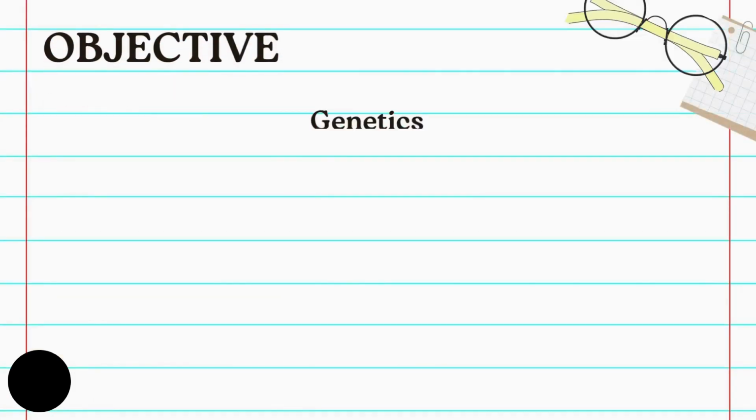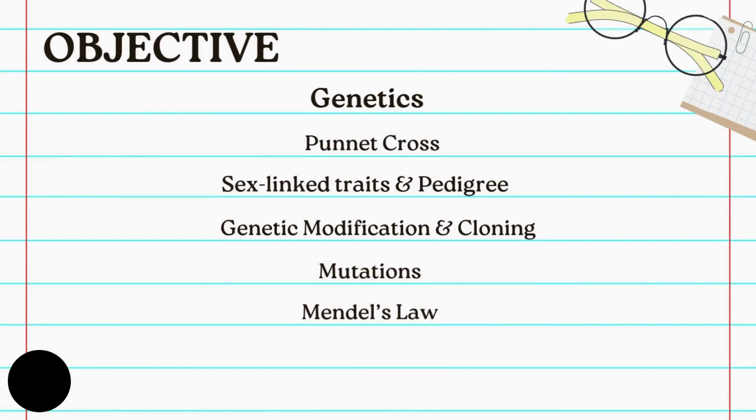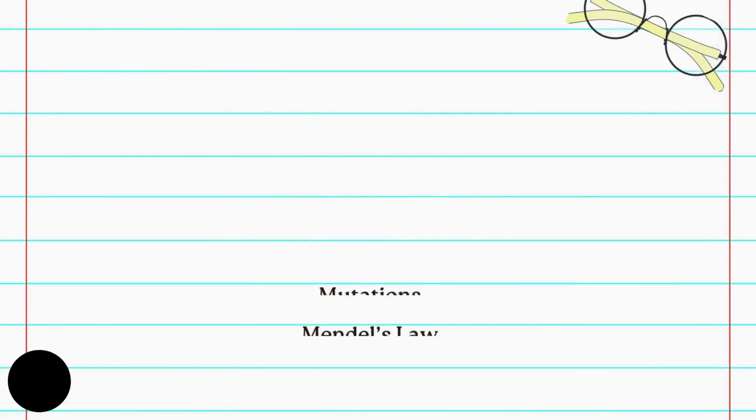So today we are going to be looking at genetics. We're going to go through the Punnett cross, how it's done, and all the other features that are involved in it, especially in genetics. We're going to be looking at sex-linked traits and the pedigree and how you use the pedigree, genetic modification, cloning, mutation, and Mendel's laws. So let's get into it.